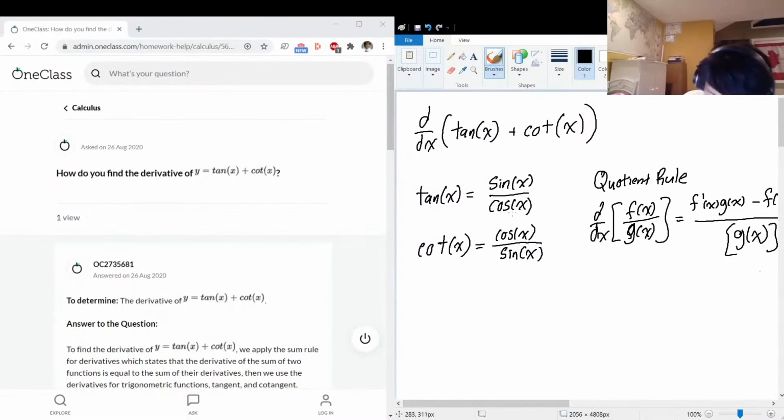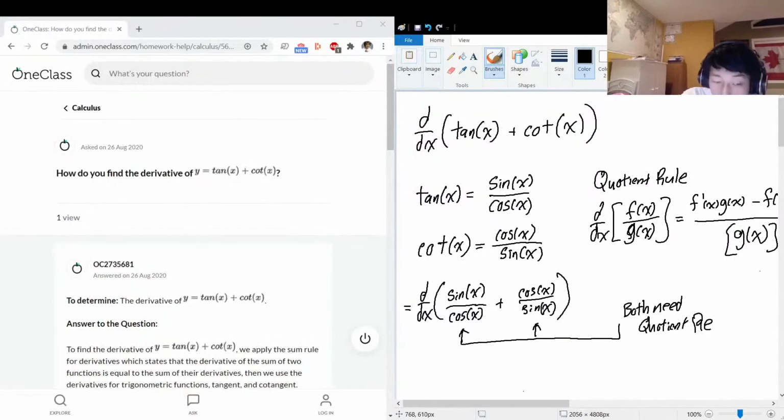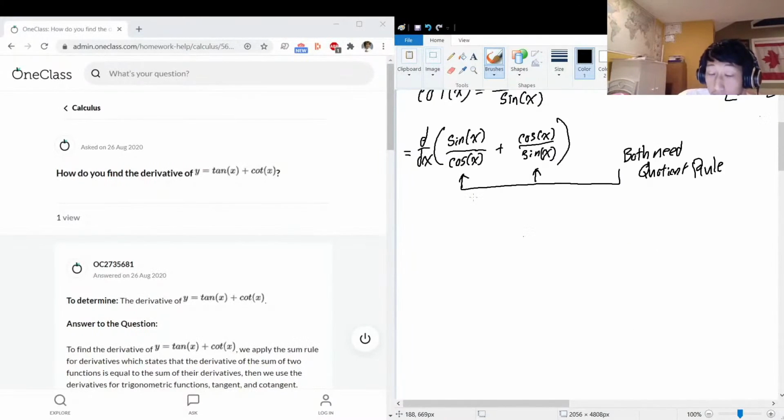So let's rewrite this equation first. That's equal to d over dx of sine x over cos x plus cos x over sine x. And we're going to need to do the quotient rule for both of them. Good thing I'm teaching math instead of spelling. Okay, cool. So let's get it started.